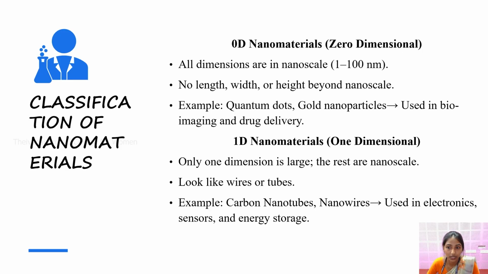And 1 dimensional nanoparticle. In 1 dimensional nanoparticle, only 1 dimension is large. The rest are at nanoscale 1 to 100 nanometer. Look like wires or tube. Example, carbon nanotube, nanowires, used in electronic, sensor and energy storage.